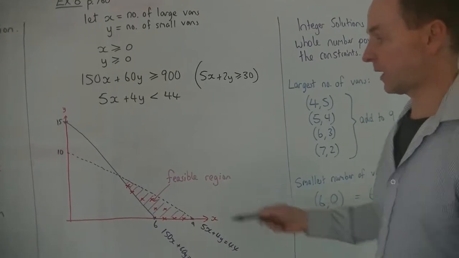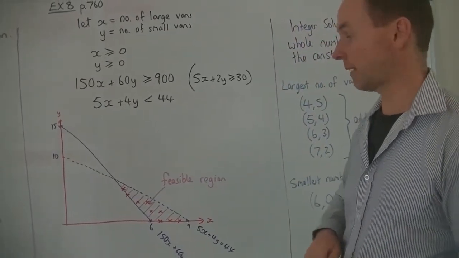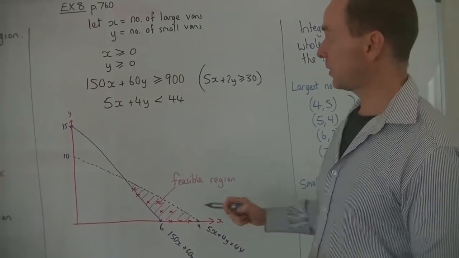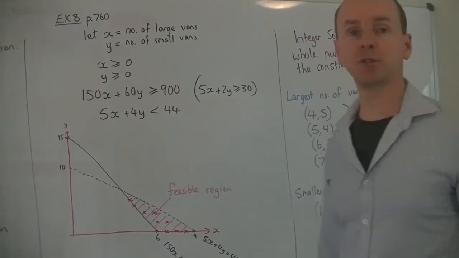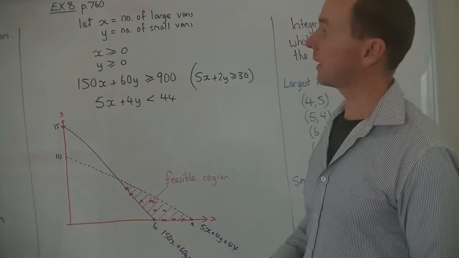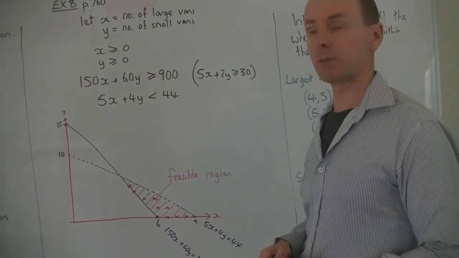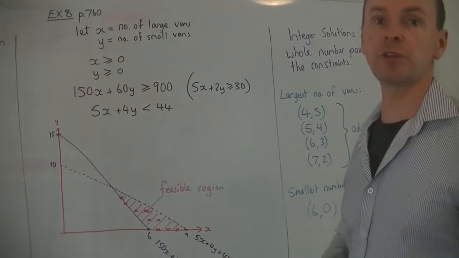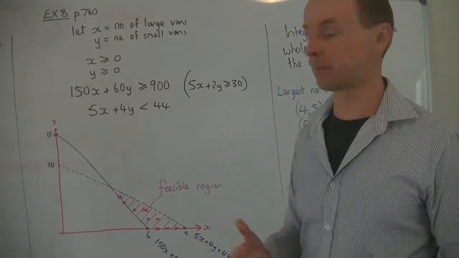When you do this accurately, you'll get a whole bunch of points, which are called integer solutions, within that feasible region. Remember, if it says it wants integer solutions, because in this case x and y are the number of large vans and small vans, you can't have 2.5 vans, so they must be whole numbers. Sometimes the question won't state, find the integer solutions. You just have to realise that because it's a number of vans, it must be whole numbers.